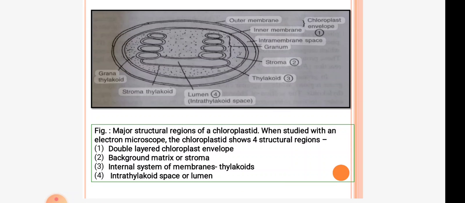Let us see this figure. It shows structural regions of chloroplastid, which shows double layered chloroplast envelope, matrix, internal system of membranes, thylakoids, interthylakoid space or lumen, stroma thylakoid and grana regions.